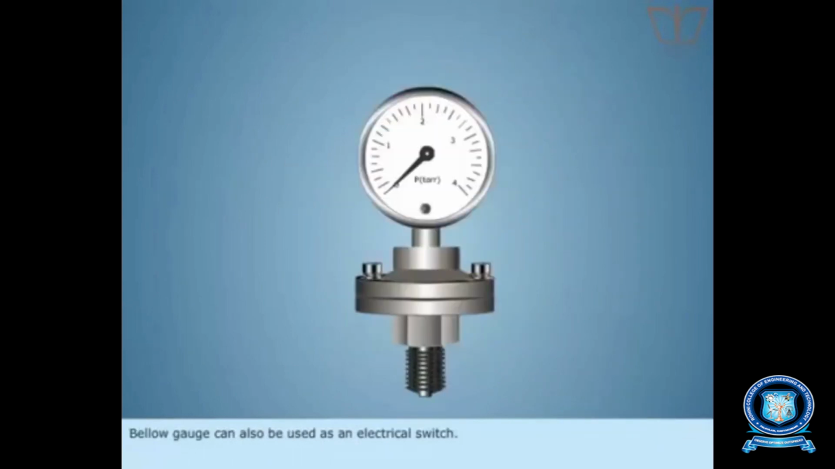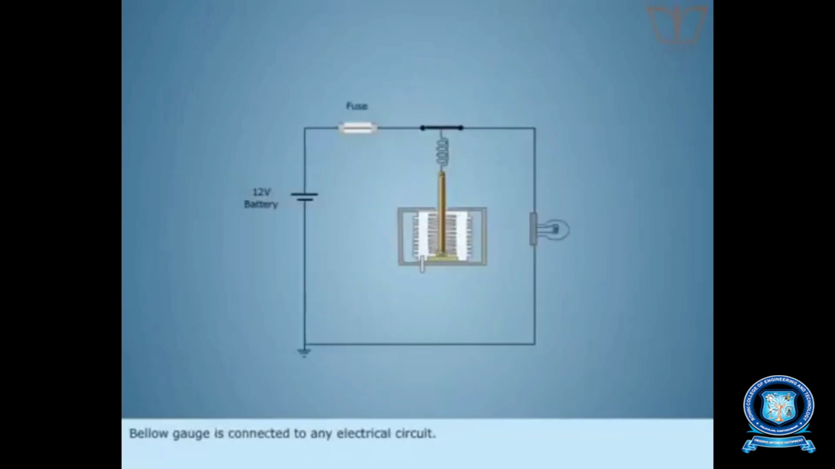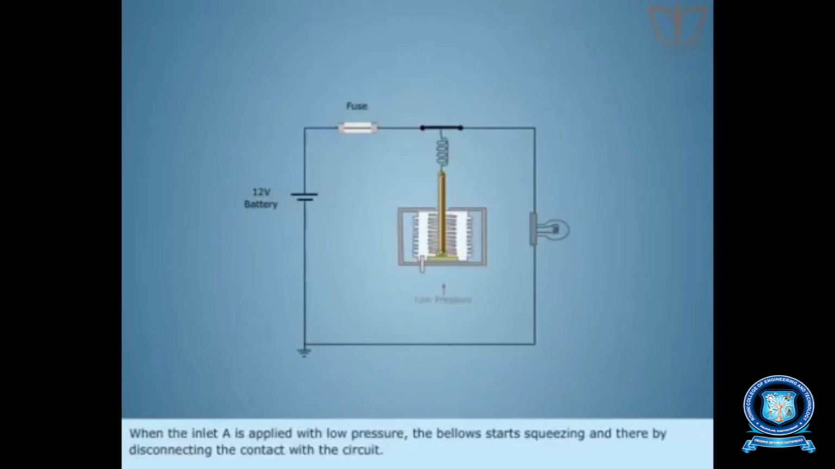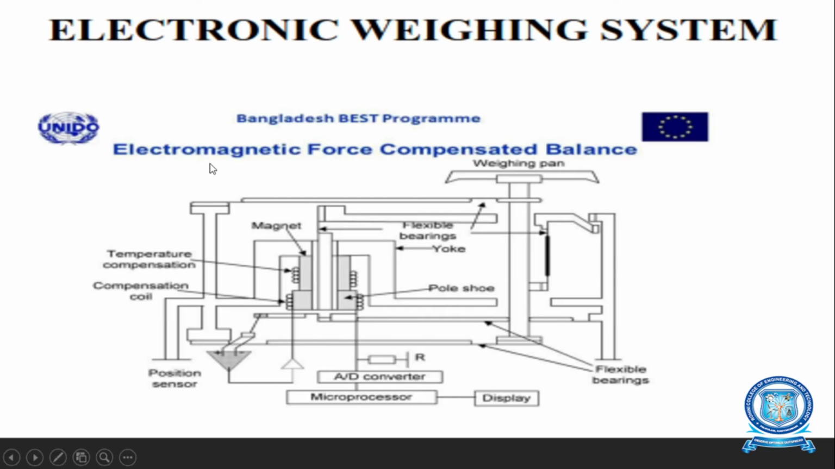Bellows gauge can also be used as an electrical switch. Bellows gauge is connected to an electrical circuit. When the inlet A is applied with low pressure, the bellows starts squeezing, thereby disconnecting the contact with the circuit. And the next one is electronic weighing system.